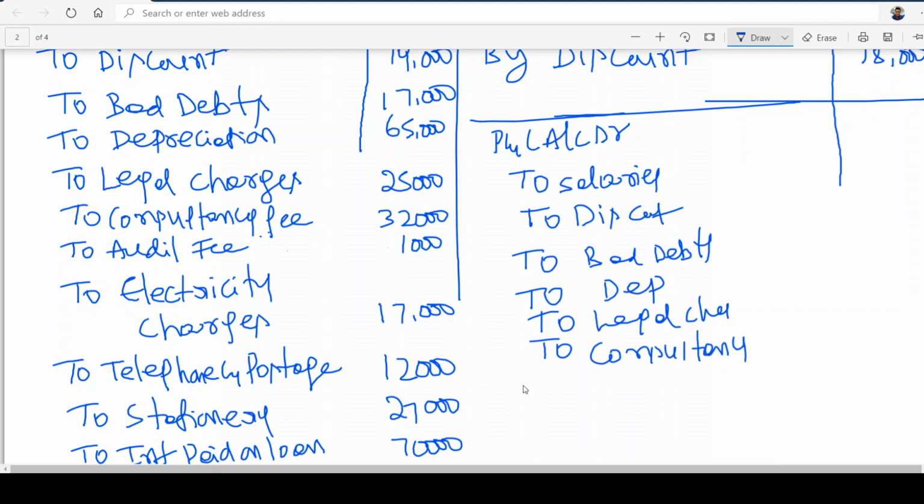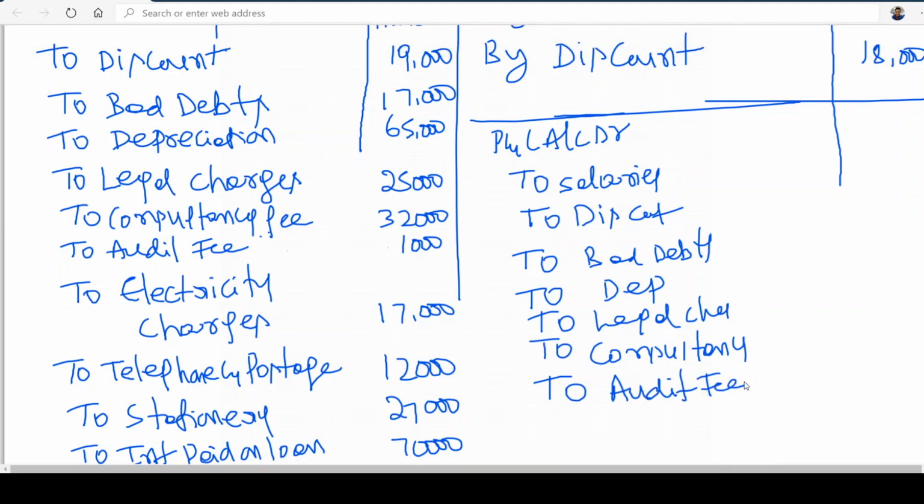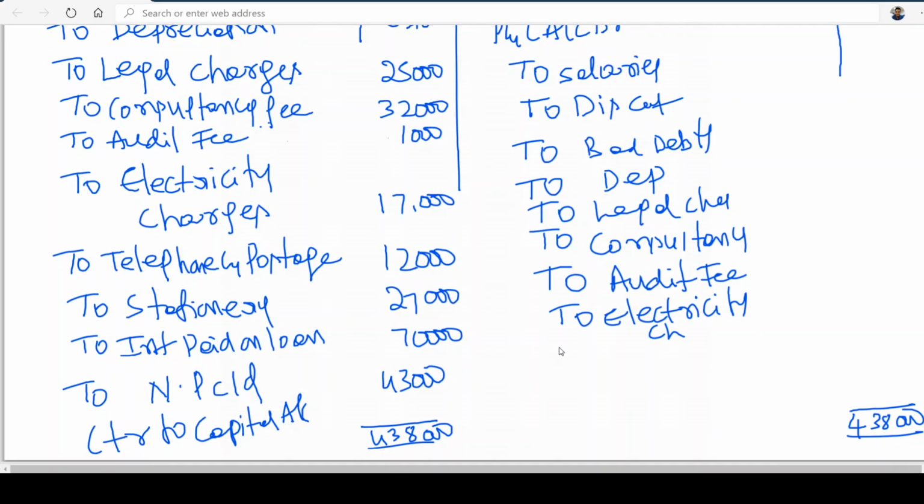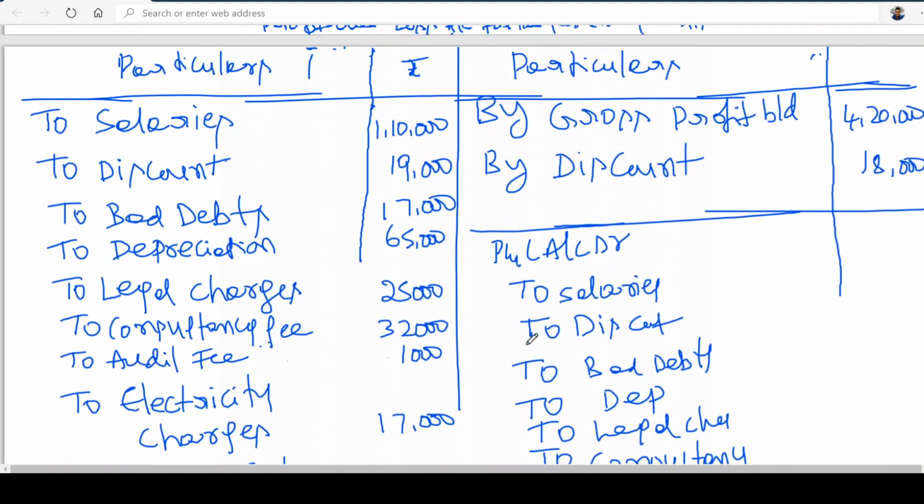To consultancy fee, to audit fee, to electricity charges, to telephone charges, to interest paid, to stationery, to interest paid on loan. In simple words, these all are nominal accounts. All these nominal accounts will show which balance? Debit balance. You are closing the nominal accounts by transferring to one more nominal account.